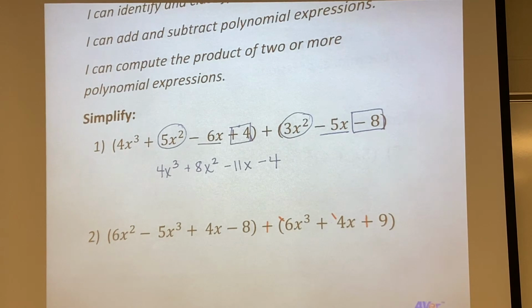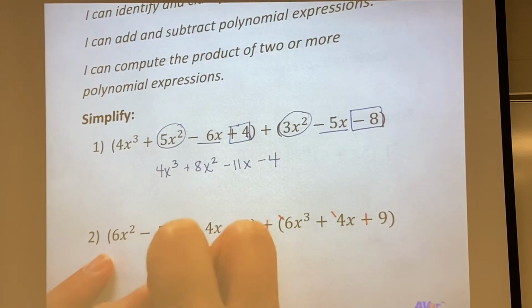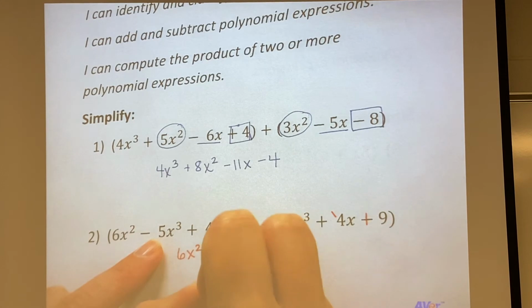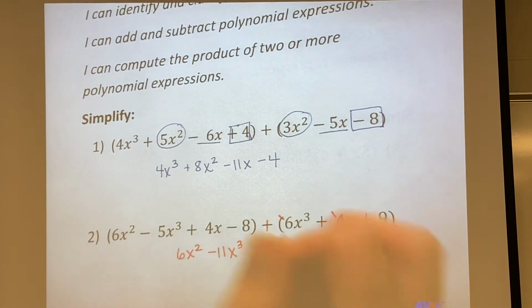All right, let's do some combining here. 6x squared, I don't see any other x squared, so it's going to stay the same. Negative 5x cubed. All right, we have a negative 6x cubed, so negative 5 and negative 6 is negative 11x cubed. All right, then we have a 4x and a negative 4x, so that would be 0, so we have nothing to write down for that. And negative 8 and a positive 9, so that would give us 1.